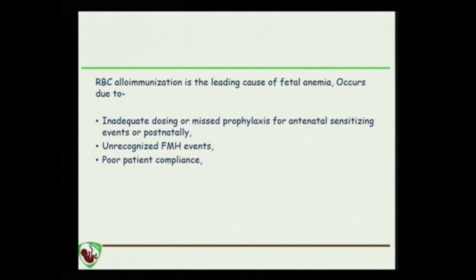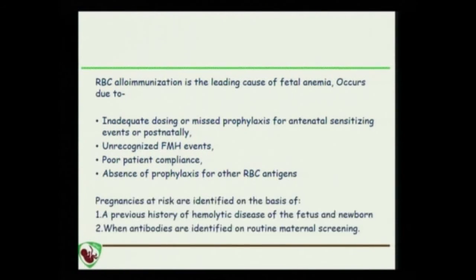It could be an unrecognized fetal-maternal hemorrhage, or poor patient compliance in taking this prophylaxis, or absence of prophylaxis for the other RBC antigens that I mentioned. So, which are the pregnancies at risk when they come to you? First is if she's had a previous history of hemolytic disease in the previous pregnancy. She's had a hydrops, she's negative and the husband's positive, and she's lost the baby.